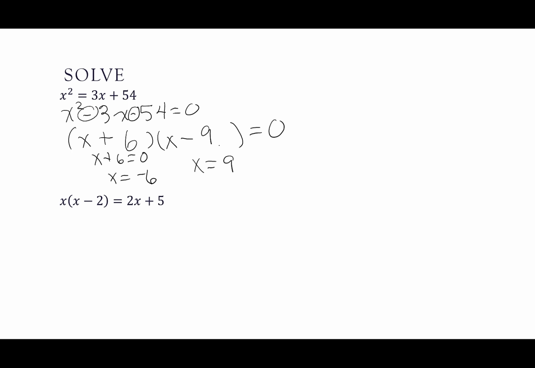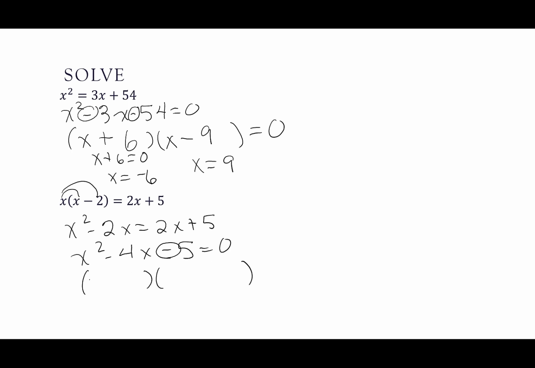My next one says x times x minus 2 is 2x plus 5. So it doesn't at all look like it's a quadratic, but let's do some steps to see that it is. So I'm first going to distribute the x through the x minus 2. So I have x squared minus 2x is 2x plus 5. I'm going to bring everything to the left. I have x squared minus 4x minus 5 is 0.